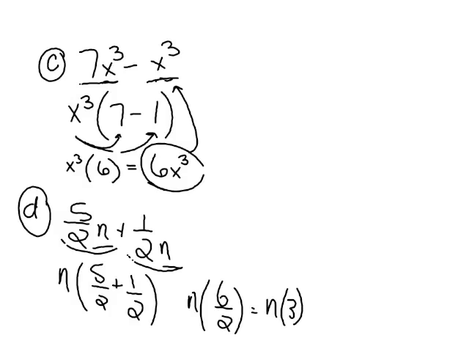So n times 3. Now I need to use that associative property of multiplication here. Rewrite that. 3n. Because it looks better. 3n looks better than n times 3. The correct way is to put your coefficient first and your variable second.